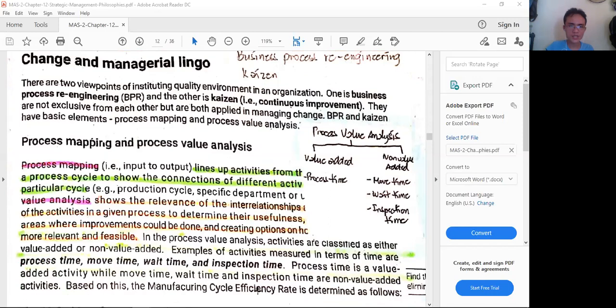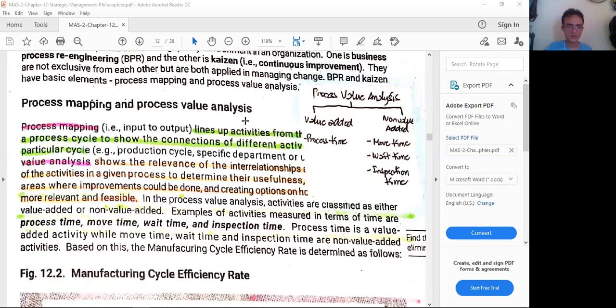Next, change and managerial lingo. Lingo means language. There have been a lot of changes also in terms of language. We now talk about business process re-engineering, wherein we go back in time and reconstruct the process of a certain product. So process re-engineering is improvement of the process, while Kaizen means continuous improvement.